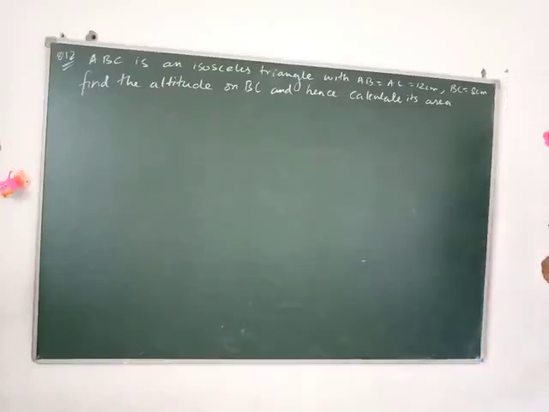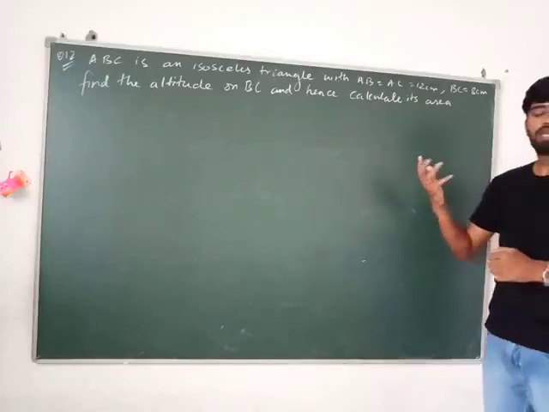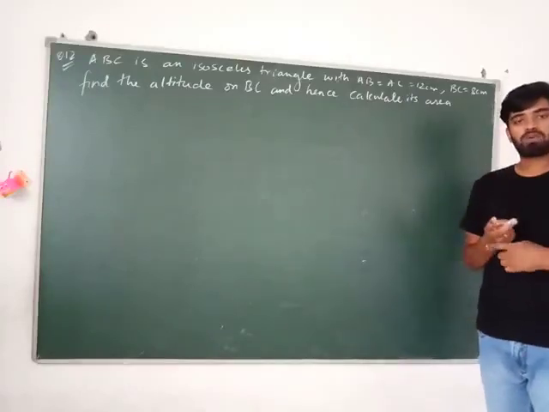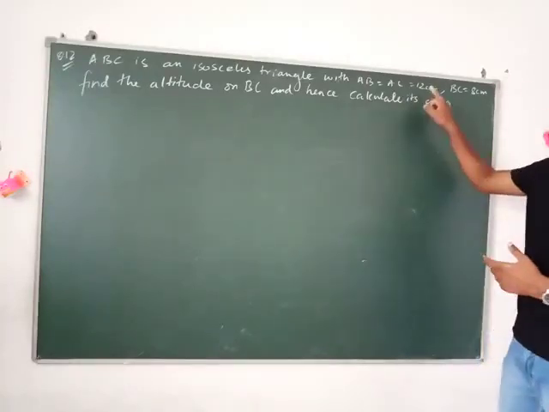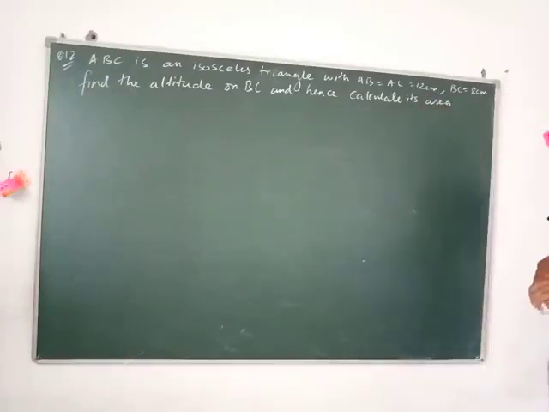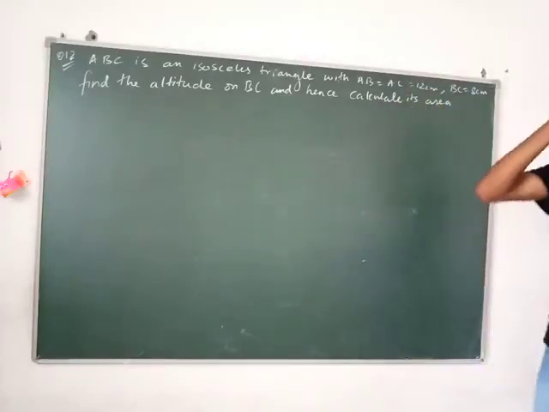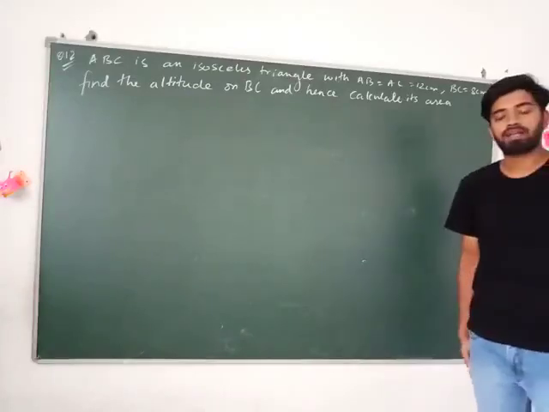So the question says ABC is an isosceles triangle with AB equals to AC. In an isosceles triangle, two sides are equal, two angles are also equal, and they have given the length of the two sides, that is 12 cm. BC equals to 8 cm. Find the altitude on BC, and hence calculate its area. I have to calculate the area of the triangle as well.